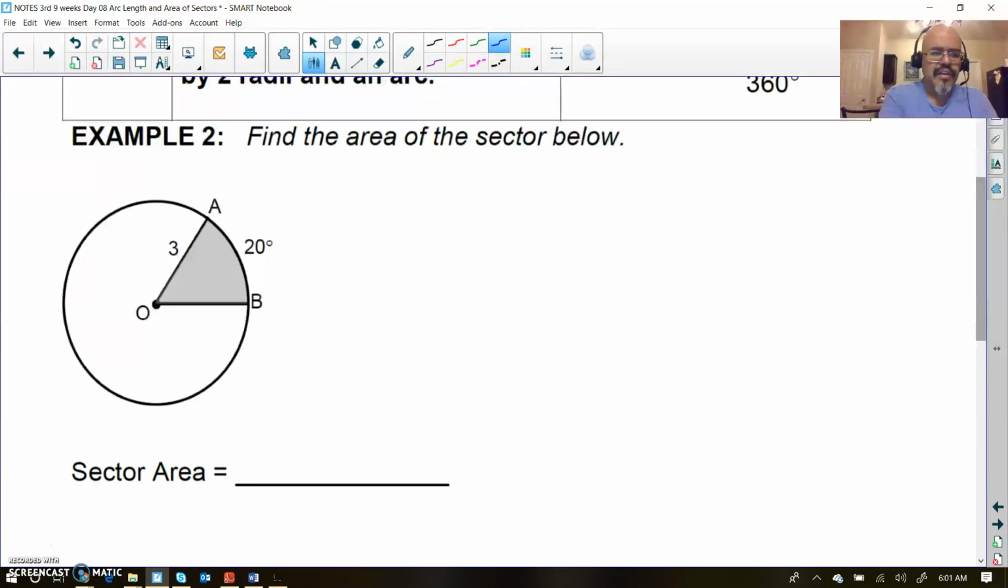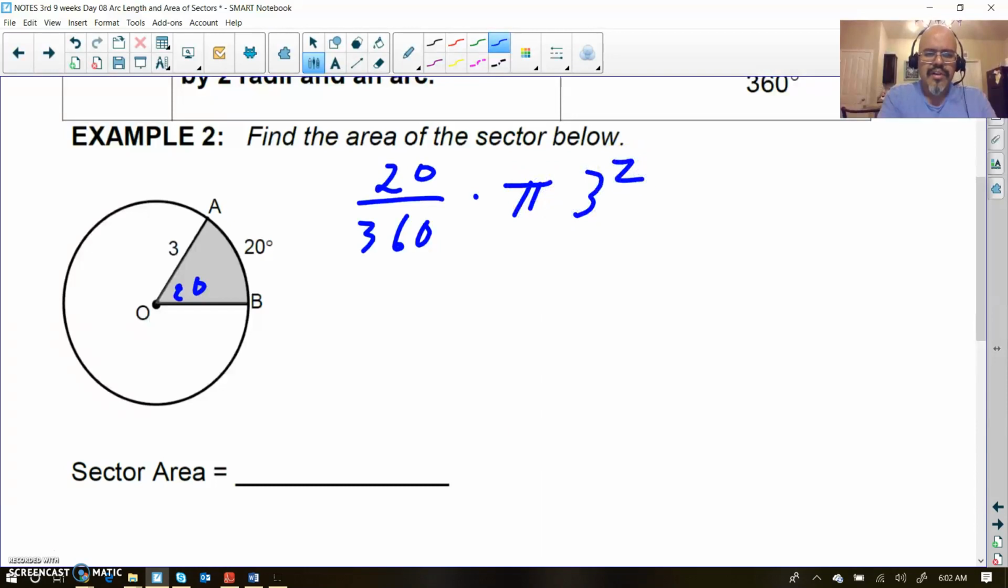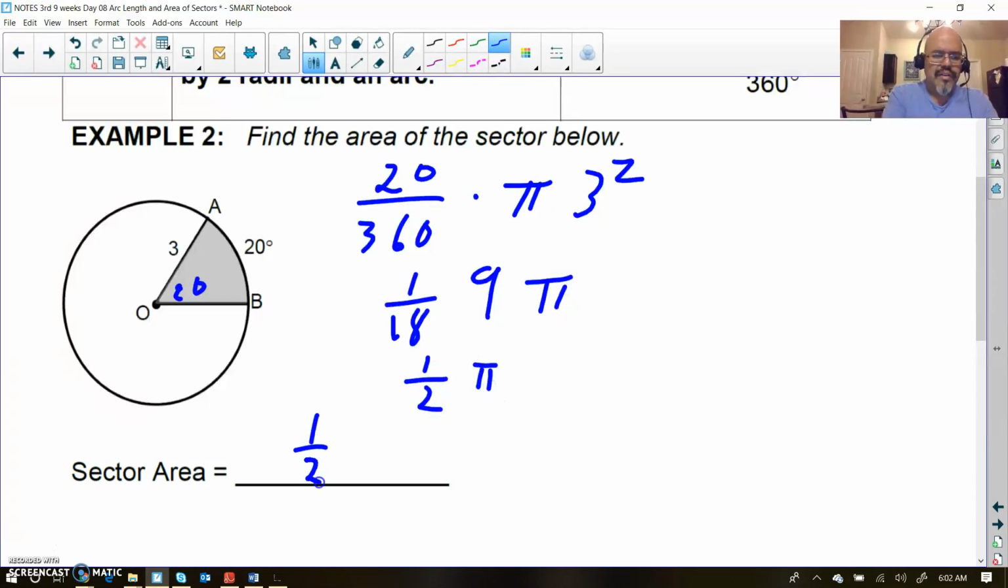So we have the arc right here, which is the same as the central angle, so it's going to be 20 divided by 360 times pi times 3 squared, because that's what our r is. So this simplifies to 1 over 18 times 9 pi. 1 over 18 simplifies to 1/2 pi. So that's 1/2 pi units squared.